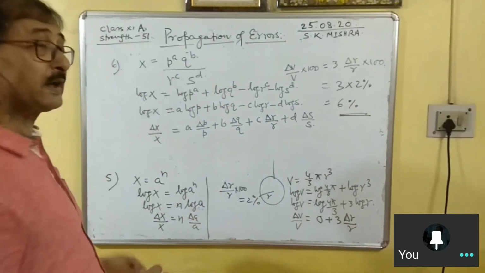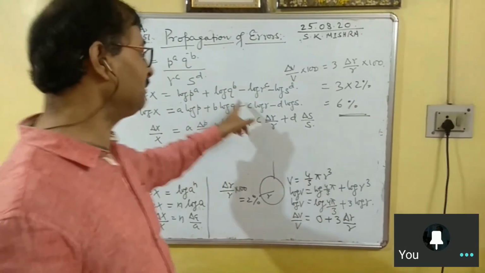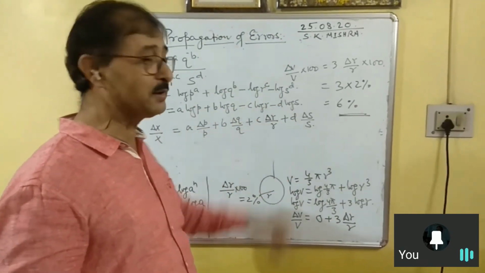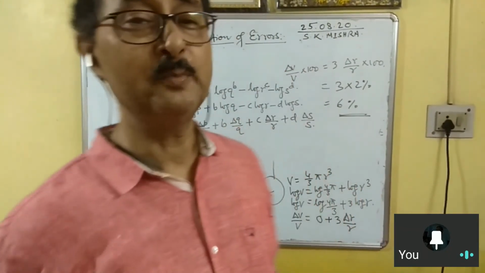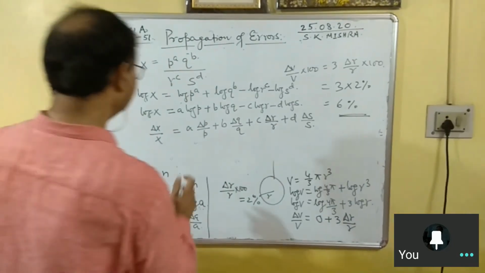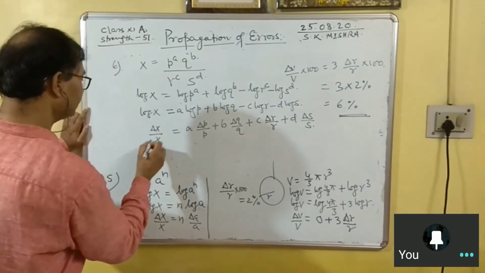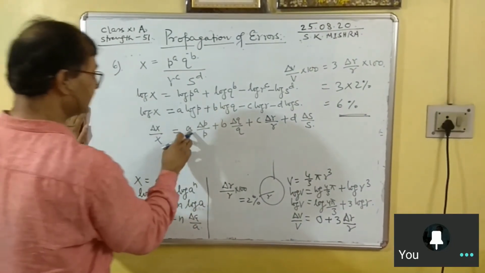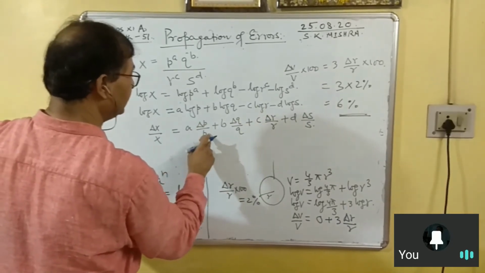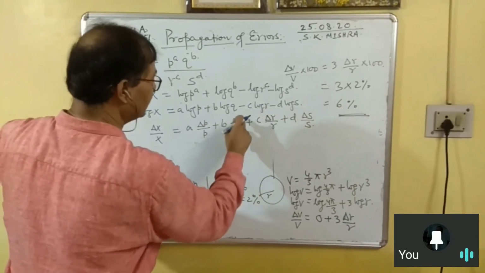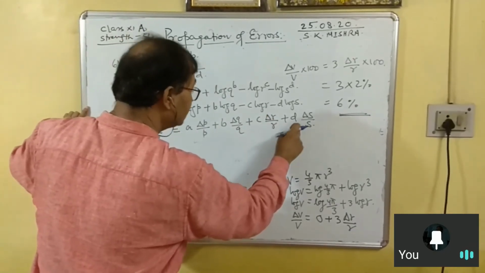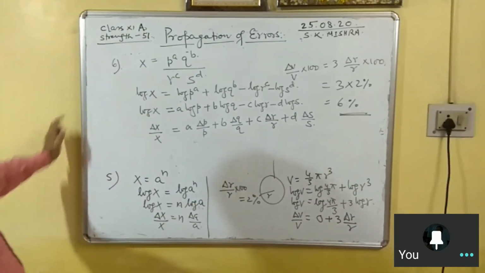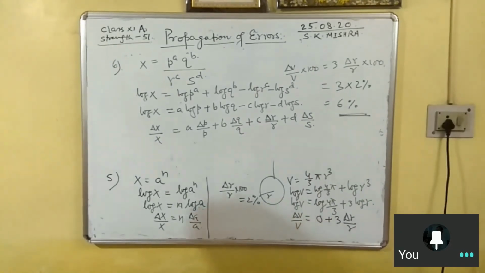So by the rule of log, it should be minus. But since you are calculating error, it will never be subtracted. That's why you make it plus. So then delta x by x, this is relative error in x, is equal to a times relative error in p plus b times relative error in q plus c times relative error in r plus d times relative error in s. Yeah, written? All of you have written?